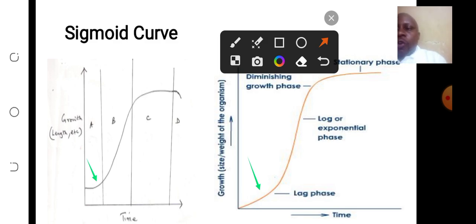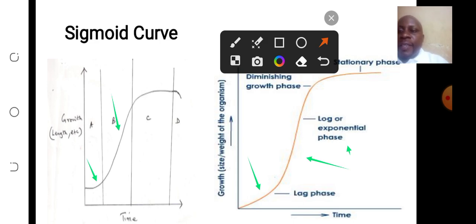Okay? Now we want to go to part B. Part B is the log phase, also known as exponential phase. So in phase B, there is a faster growth rate. You can see that the number of organisms is increasing rapidly. Why? Some of the reasons are: 1, the organisms have adapted to the environment. Number 2, there is no competition for nutrients, for space, for mates. Okay? Number 3, birth rate is higher than death rate. That's why the population is increasing rapidly.